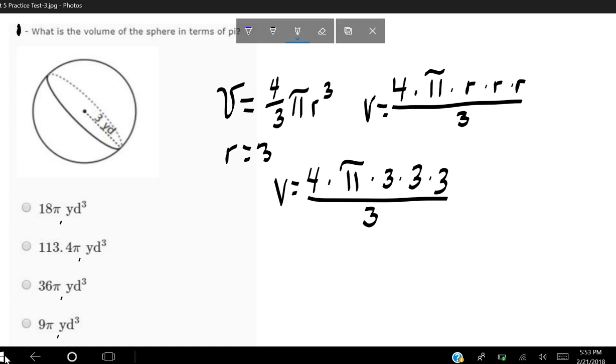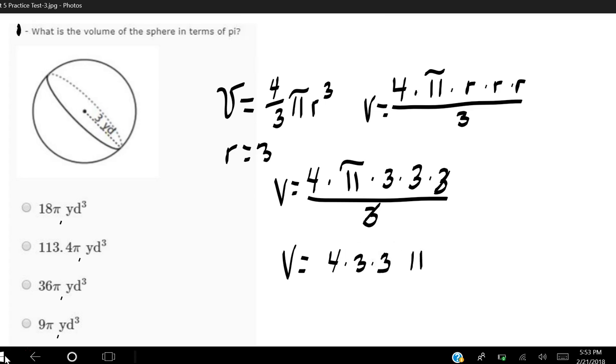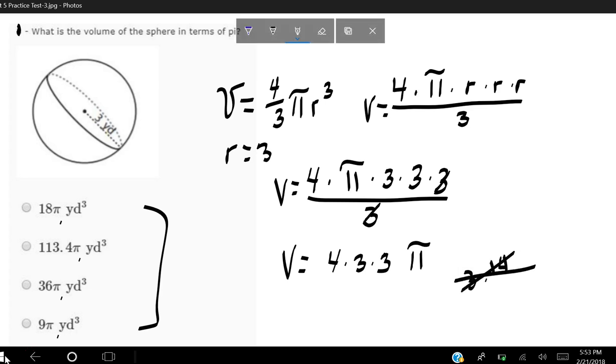So what's going to happen is, in essence, these 3's cancel. And really, all you need to do is just do 4 times 3 times 3. And that's going to be times pi, and you'll see the solution over here. So you're not going to put 3.14 in. If you put 3.14 in, you're going to get an estimation decimal. In this case, they want it in terms of pi, so we just leave it with pi.